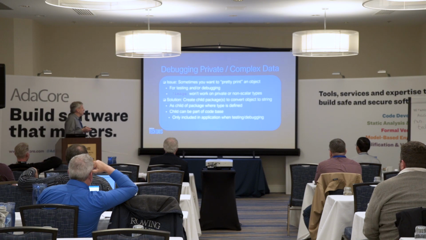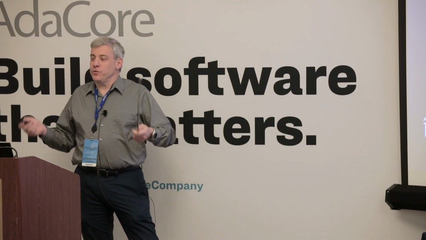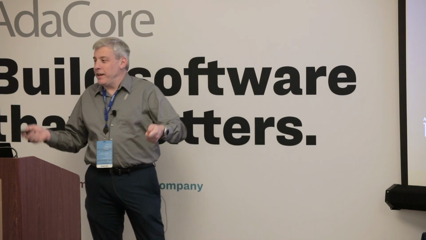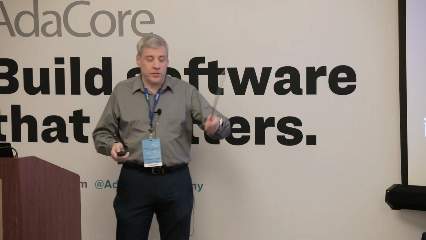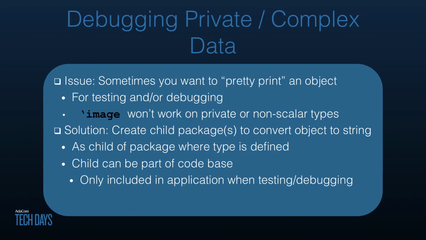Debugging private and complex data. Sometimes you need to print an object. You're in the debugger, and I've got this record, and I want to print it out, and it's got 17 fields, and I say print, and it comes out, and I can't even read it. It scrolls off the screen. Tick image doesn't generally work on private types or non-scalar types, just because of the design of tick image.